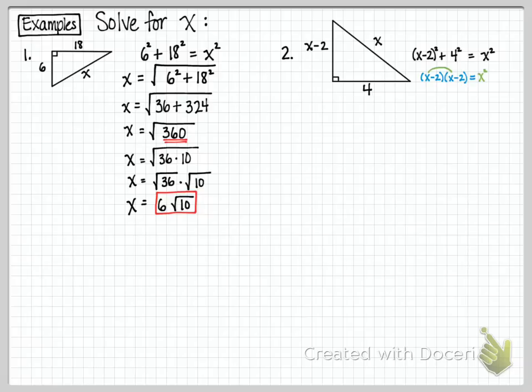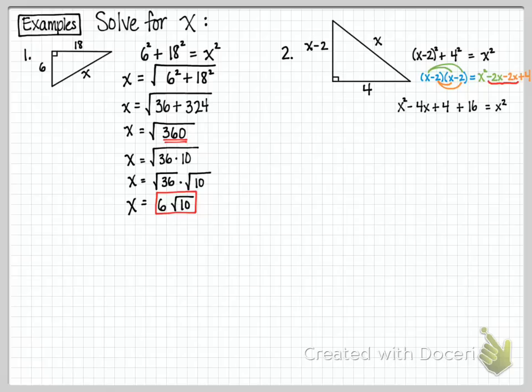x times x is x squared. Then you've got x times negative 2, so negative 2x. Then you have negative 2 times x, which is negative 2x. And negative 2 times negative 2 is positive 4. You're going to be adding or collecting negative 2x and negative 2x so that you end up with x squared minus 4x plus 4. Then we have to add that to the 4 squared, so that's plus 16.